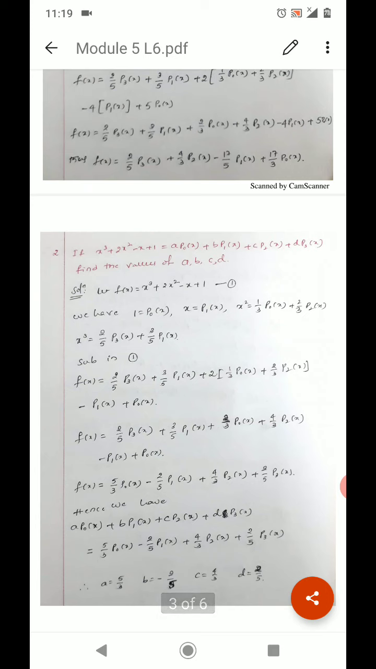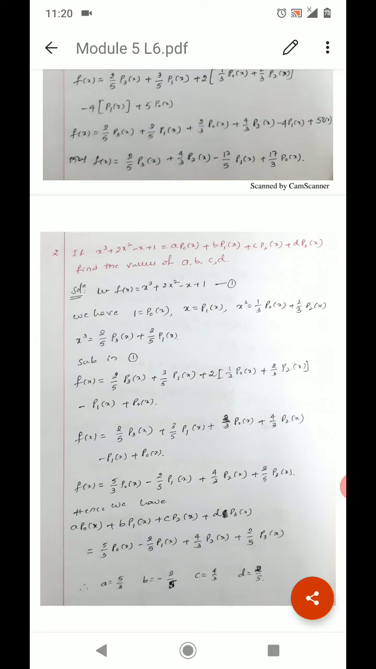Next problem is, if x cube plus 2x square minus x plus 1 equal to a into P0 of x plus b into P1 of x plus c into P2 of x plus d into P3 of x, find the value of a, b, c, d. So take the given function f of x is equal to x cube plus 2x square minus x plus 1 as equation 1, and also we have the standard results, that is 1 is equal to P0 of x, x equal to P1 of x and etc.